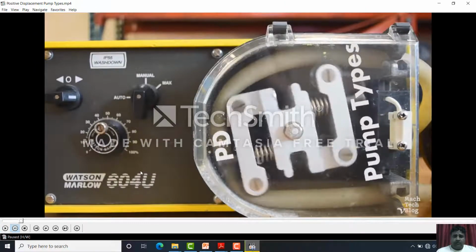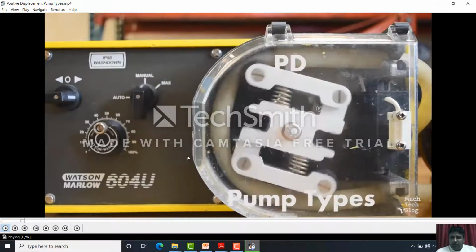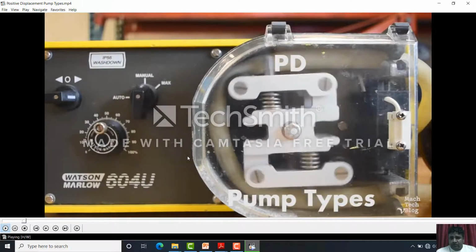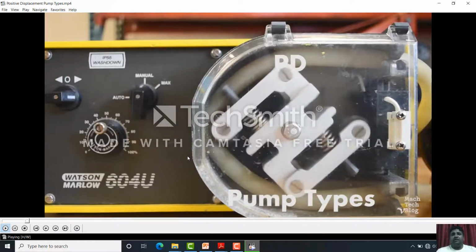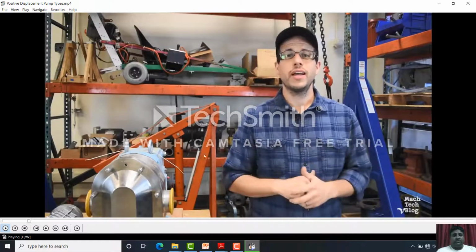See here, this is the tubing, and this device is rotating. It is exerting pressure here, and it is taking the liquid with it. So in this way, the liquid travels in pockets and is transported.